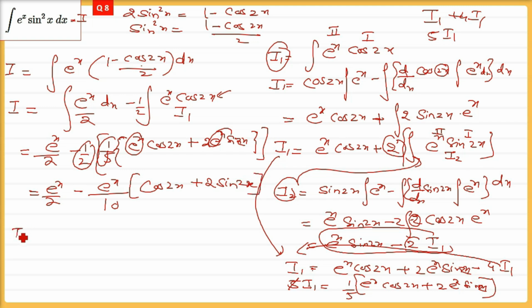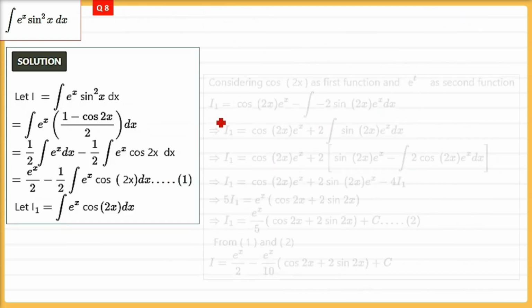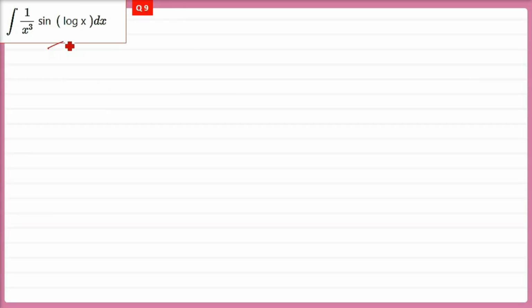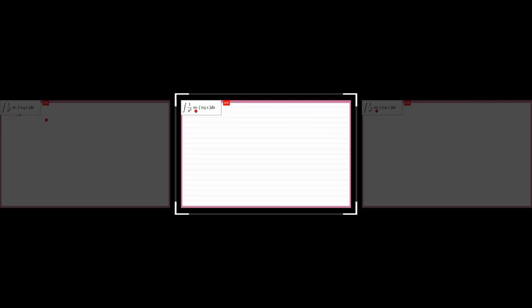Now this will be e raised x, you can take outside, divided by 2, minus e raised x by 10. So it will be cos 2x plus 2 sin 2x plus constant of integration. So this is how it has to be done. This is a reference in front of you, okay? And I have broken it in number of parts, but you can do it like that.